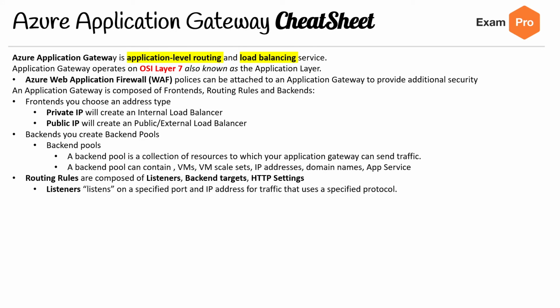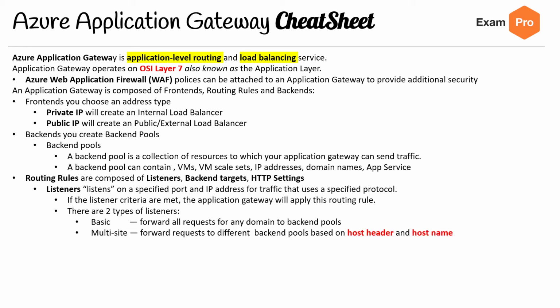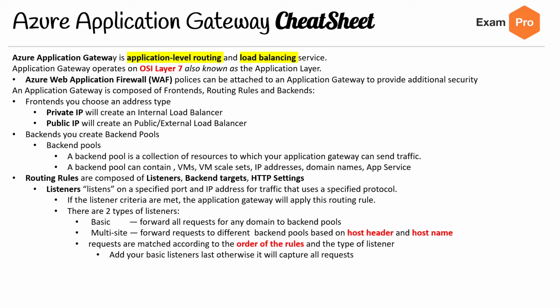A listener listens on a specific port and IP address for traffic that uses a specific protocol. If the listener criteria is met, the application gateway will apply the routing rule. There are two types of listeners, basic and multi-site. You're most likely going to be using basic, but if you do use multi-site, that's cool. Requests are matched according to the order of the rules and the types of listeners. Add your basic listeners last, otherwise it will capture all requests.